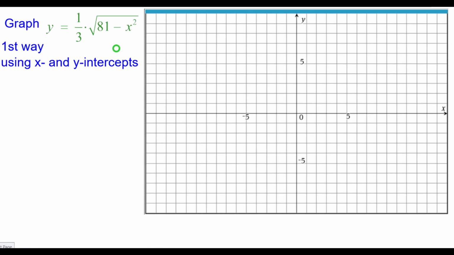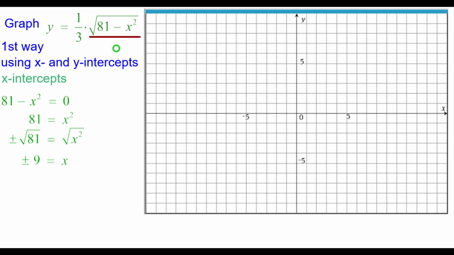The first way is using X and Y-intercepts. The X-intercepts occur when y is equal to 0. So we're going to set this expression equal to 0. That 1/3 won't affect it. And we're going to get 81 equals x squared. Take the square root of each side and get two answers. X is equal to either positive 9 or negative 9. And so here are our two x-intercepts, negative 9, 0 and positive 9, 0.